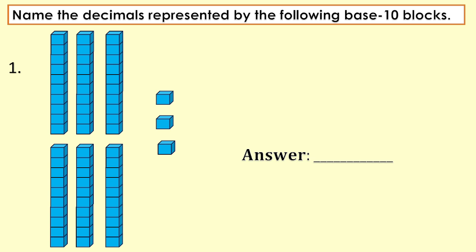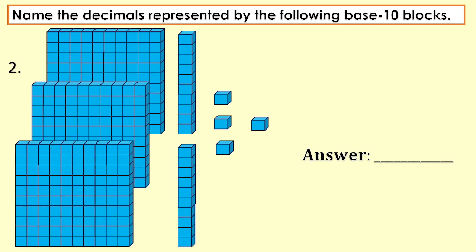Another activity. Name the decimals represented by the following base 10 blocks. Number 1. So the answer is 63 hundredths. Number 2. So the answer is 3.24 or 3 and 24 hundredths.